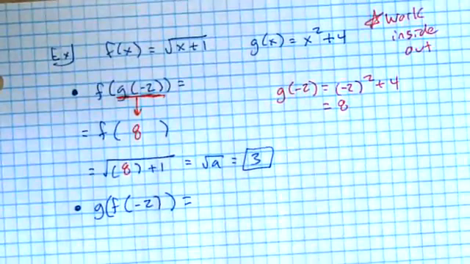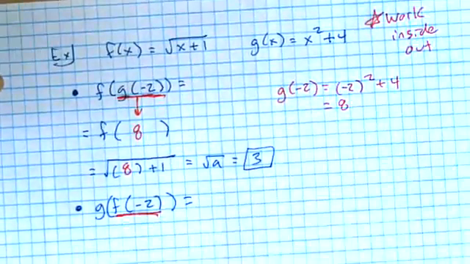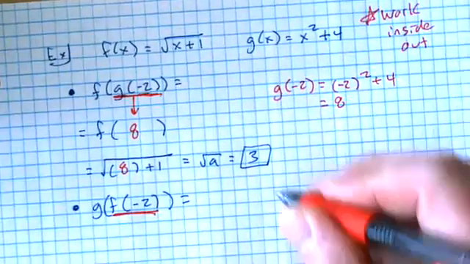Yep. Do you need someone to walk down with you? You're all right. Okay. We've got f of negative 2. So I'm going to do a little side work here. We'll figure out what f of negative 2 is.